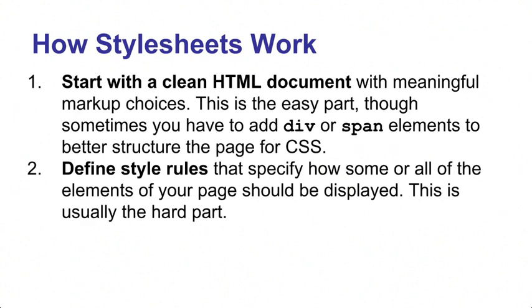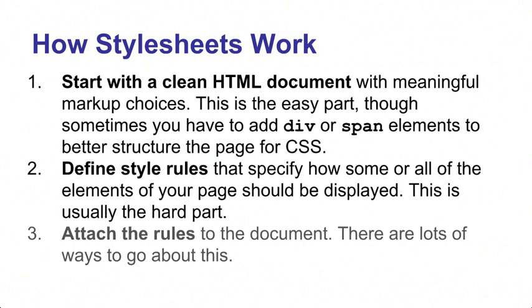Then add style rules that specify what the page element should look like. Obviously, this is where CSS comes into play and can be quite complex sometimes. Lastly, the rules are attached to the document through various means. Actually, there is an unmentioned 4th step. Often you have to edit the HTML and CSS again to make them work together. Debugging is always part of the process.